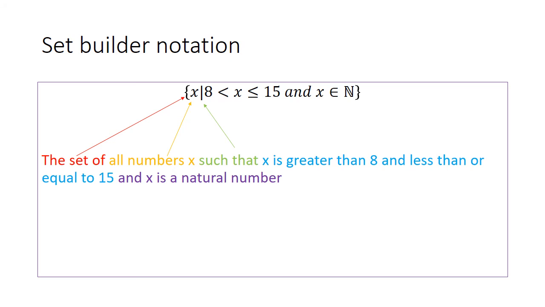This line means such that, and then this indicates that the x is greater than 8 and less than or equal to 15, and x is a natural number, which means that it's not going to be any of the decimals between 8 and 15. It's going to be 9, 10, 11, 12, 13, 14, and 15, right? So this symbol right here means that it is in the set of.